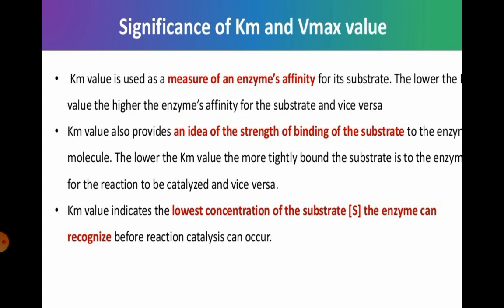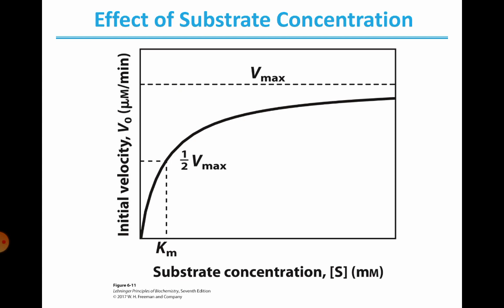The Km value also provides an idea of the strength of binding of the substrate to the enzyme molecule. The lower the Km value, the more tightly the substrate is bound to the enzyme for the reaction to be catalyzed, and vice versa. The Km value indicates the lowest concentration of the substrate the enzyme can recognize before reaction catalysis can occur.